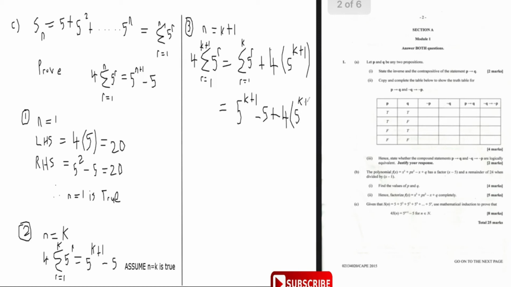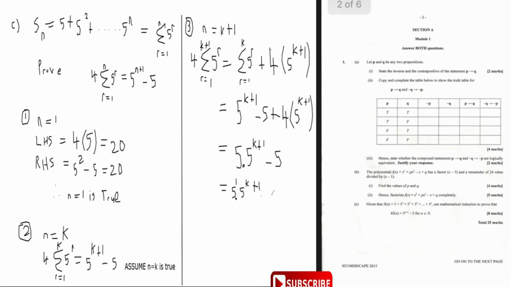All right, now look at this. You have 5 to the k plus 1 plus 4 times 5 to the k plus 1. So that is just 5 times 5 to the k plus 1. You have 1 donut and you have 4 donuts; you add them and you get 5 donuts. So it's 5 times 5 to the k plus 1 minus 5. Now, according to laws of indices, this 5 is really 5 to the first power.